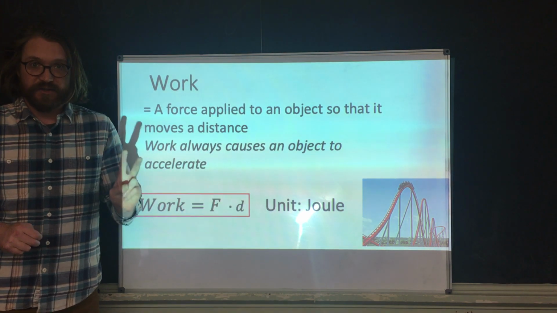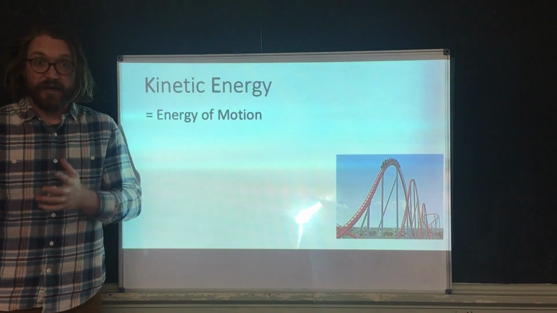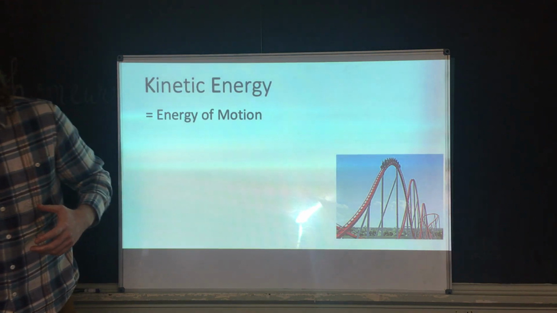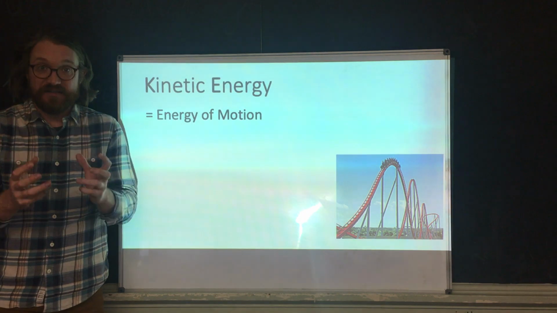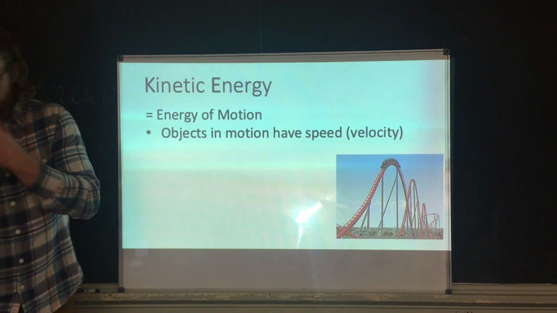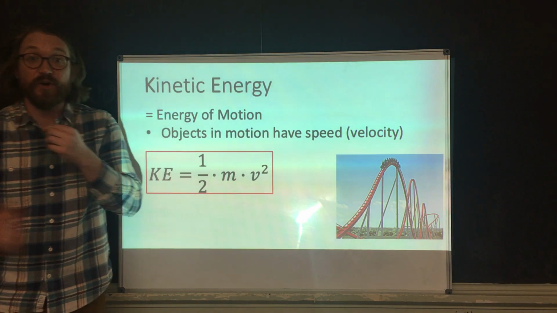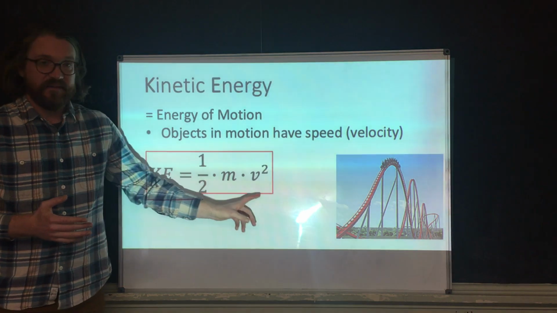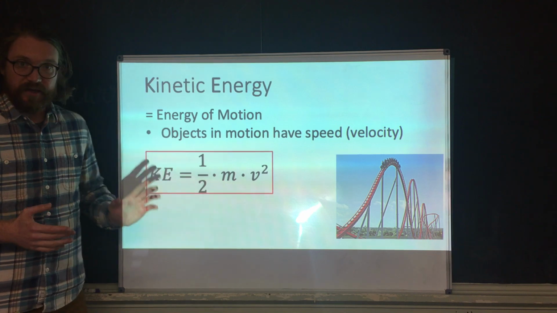The second equation that we need to go back and revisit is kinetic energy, right? Kinetic energy, as I'm sure you remember, is the energy of motion. What that means is that any object that has velocity, any object that is moving, has kinetic energy, okay? All objects in motion have speed, they all have velocity. Right? And this is our equation that we've seen many times now. Kinetic energy equals 1/2 times the mass times the velocity squared. The bigger the mass, the bigger the velocity, the bigger the kinetic energy.